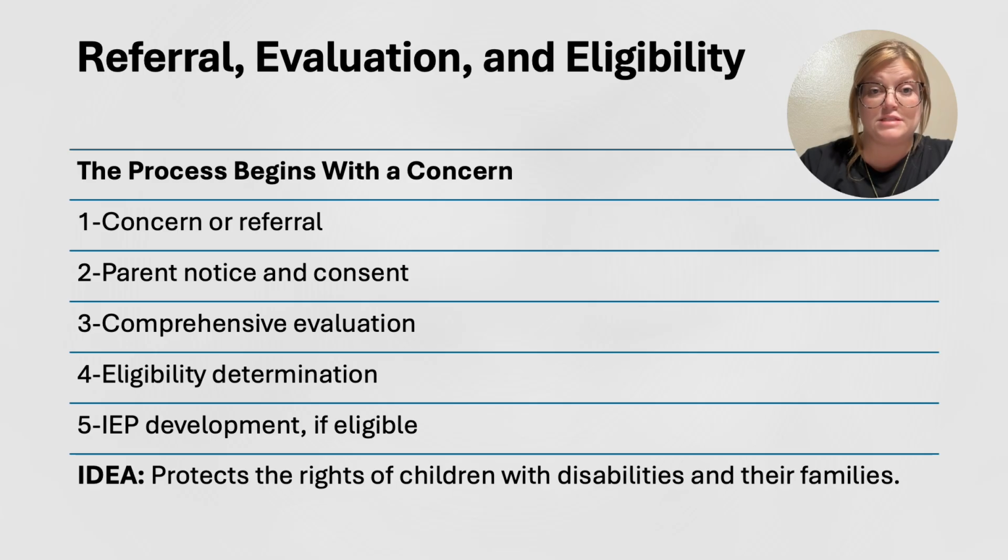IDEA recognizes disability categories, including autism, deafblindness, deafness, hearing impairment, intellectual disability, emotional disturbance, orthopedic impairment, other health impairments, specific learning disabilities, speech or language impairment, traumatic brain injury, visual impairment, including blindness, and multiple disabilities. For children ages 3 through 9, states may also use developmental delay as an eligibility category.